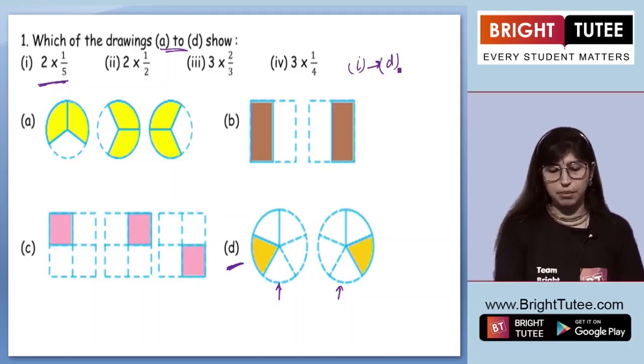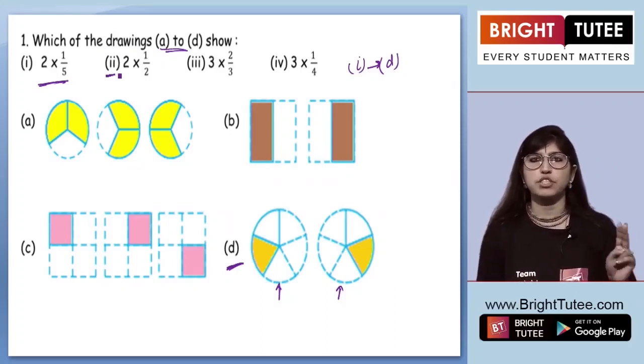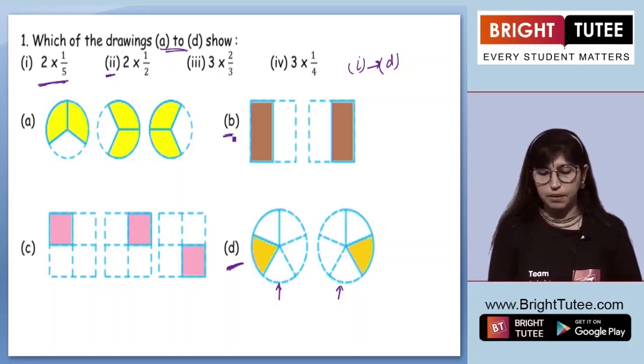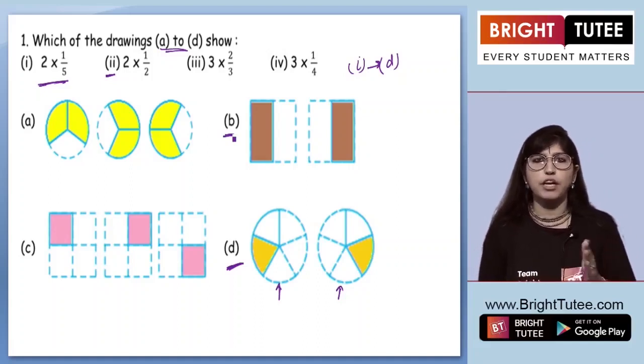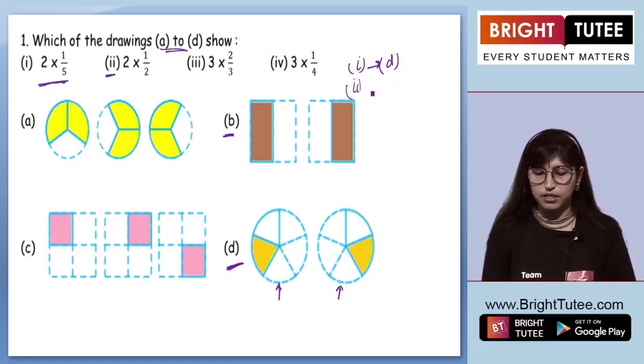Let's move on to the second part. It says 2 times 1 by 2. So we're going to do the same thing. We'll be looking for the pictures which have 2 parts out of which 1 has been shaded. So if you can see, B is something which is 1 by 2 and we have 2 figures like that. So we can say that the second part is for B.